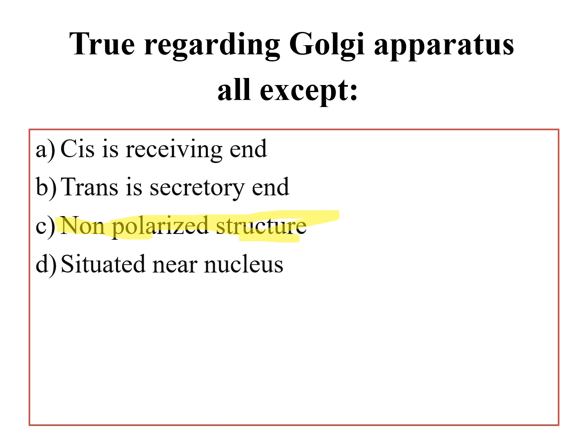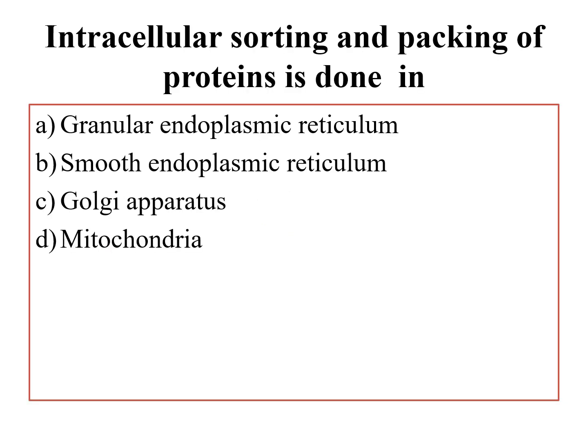So here what is the question? True regarding Golgi apparatus, all except. So this is the answer. Intracellular sorting and packing of proteins is done in. So which cell organelle is involved in sorting and packing of proteins? So you know, Golgi apparatus is the answer. Mitochondria is the powerhouse and it also plays a role in apoptosis, whereas granular endoplasmic reticulum does protein synthesis, and smooth endoplasmic reticulum does lipid synthesis, steroid synthesis and detoxification.